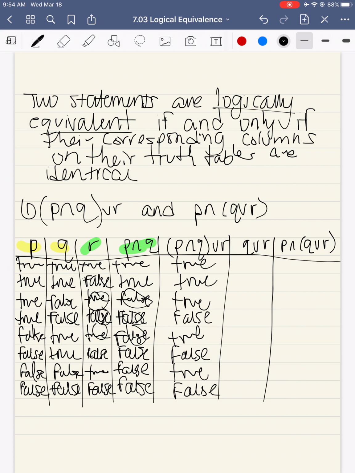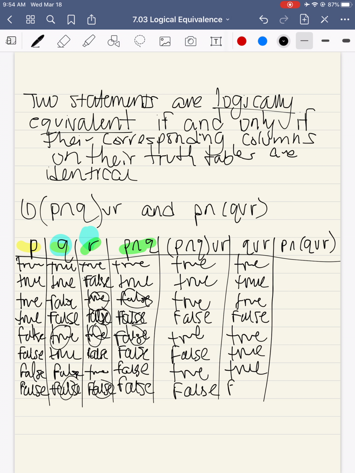So now we're going to do Q or R. So these two columns here. So again, or is true when at least one of them is true. So true, true, true, false. So we have true or true, so that is true. True, false is true. False, true is true. And then false, false is false.